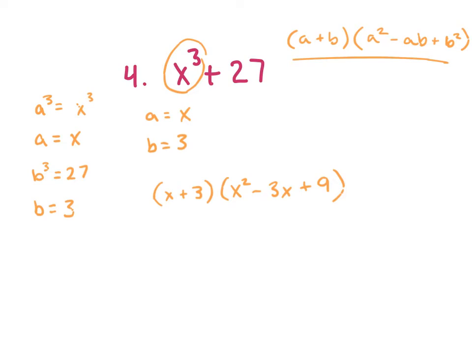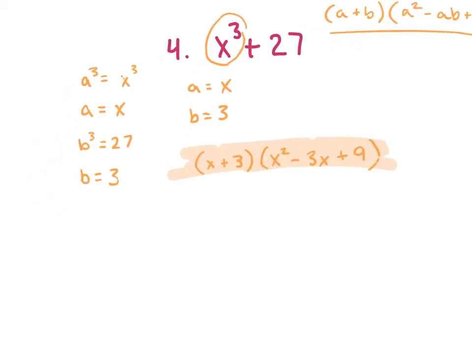Wait, where'd you get the 3 from? The 3 came from the 27, because just like how we saw that a cubed is equal to x cubed, if we take the cubed root of both of these, we see that a is equal to x. We do the same thing for the b cubed, so we take the cubed root of both of these, and the cubed root of 27 is 3.